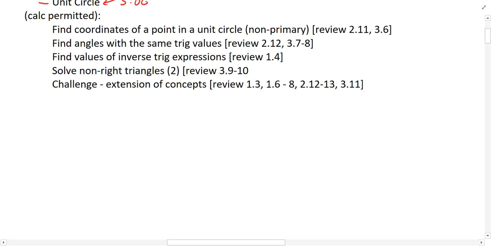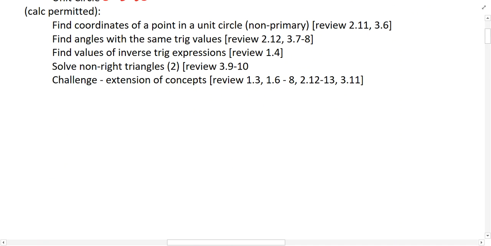When you switch to the calculator permitted portion of the test, it'll look something like this, where you would use trigonometric functions to find the coordinates of a point on a unit circle, and we call these non-primary because these are not ones that you would have memorized with the unit circle.